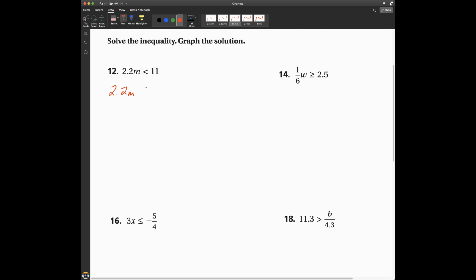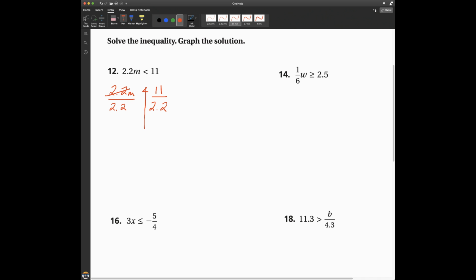2.2m is less than 11. So I need to get m all by itself. Since I'm multiplying by 2.2, I divide by 2.2. That's the inverse operation for multiplication. And if I divide the left-hand side by 2.2, then I need to divide the right side by 2.2. Okay, that's the division property of inequality.